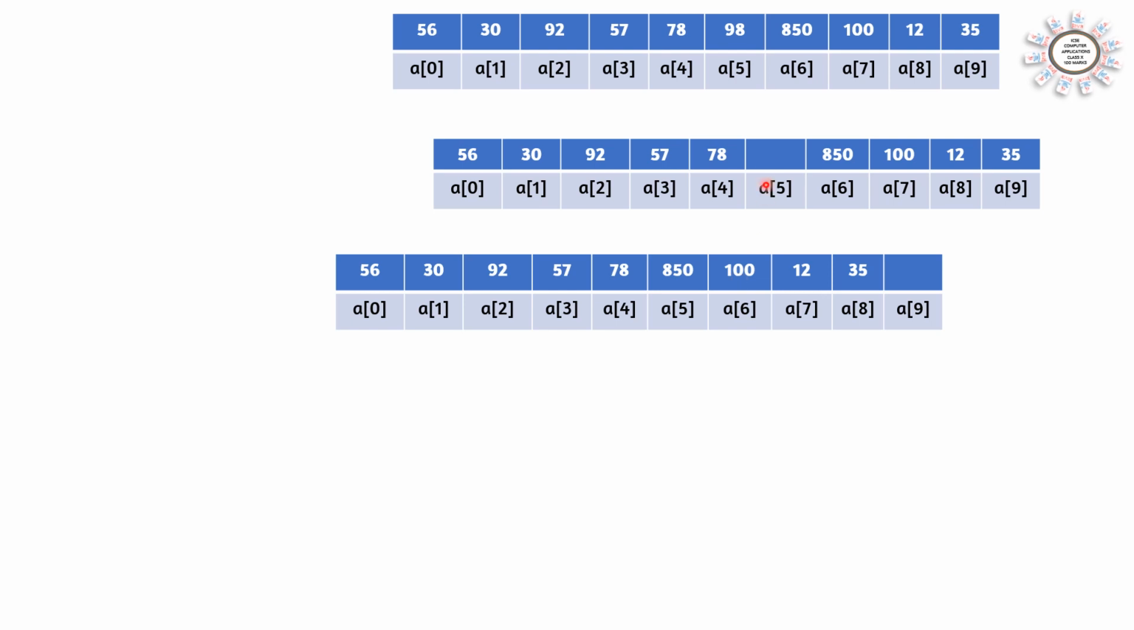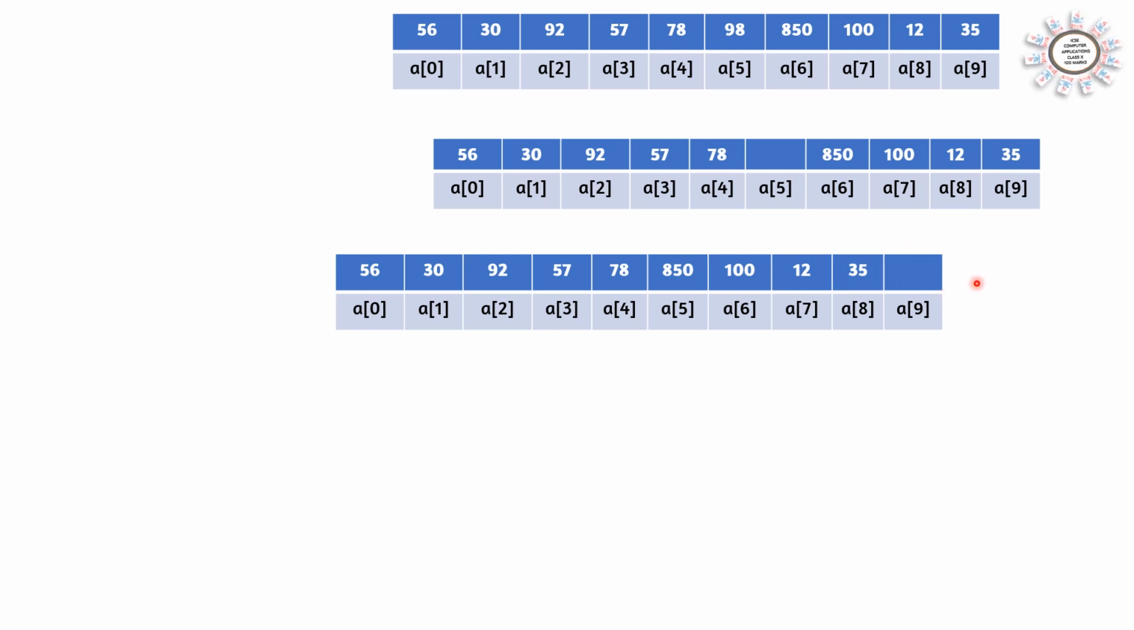In this way the 98 number will be overwritten by the next number. So 850 will come here, that means 98 will be overwritten. And when 100 comes, 850 will go from here and 100 will be here. Then 100 will go and 12 will be here and then 35 will be here. So like this we can print it.